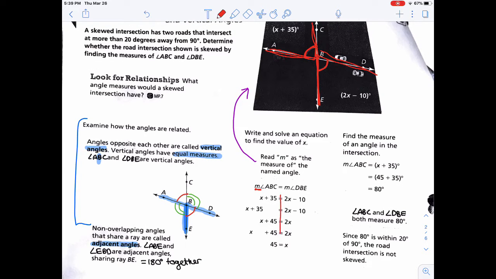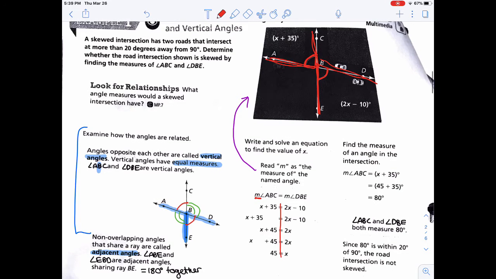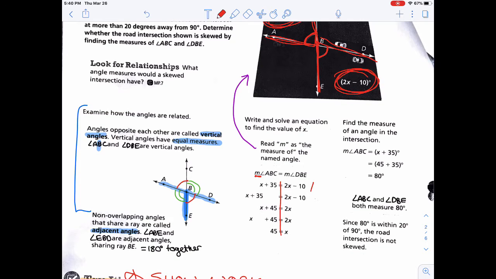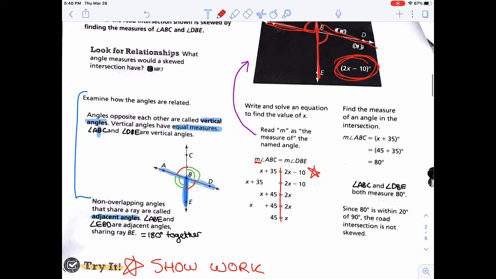Then we just replace ABC with this x plus 35 that's up here on the left side of our picture, and we replace DBE with that 2x minus 10. So now that you have this, you should know exactly what to do next. That's what you did the last 2 weeks. All you have to do is solve for x. We get our constants on one side and our variables on the other, and we get x equal to 45 there at the end.